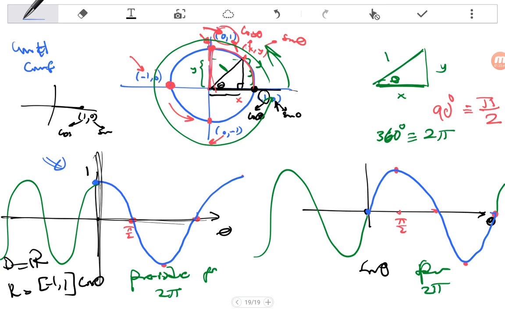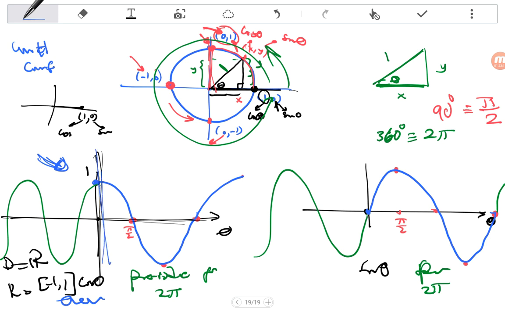Do you remember we have just learned before an even function and an odd function? The even function is a function that is symmetric about the y-axis. And the odd function is a function that is symmetric about the origin. So what about cosine theta? Is it an even or odd function? Yes, it is an even function.